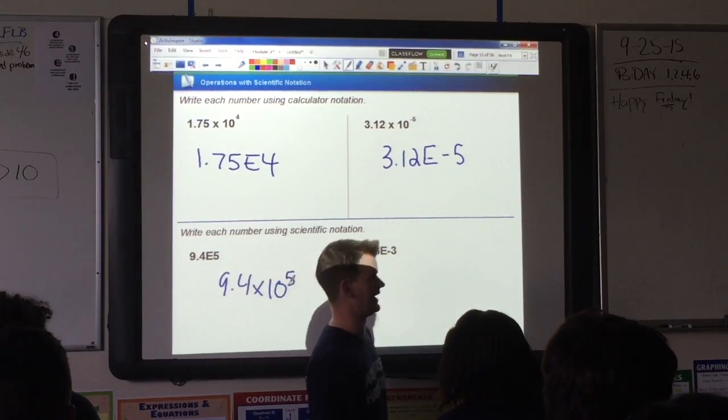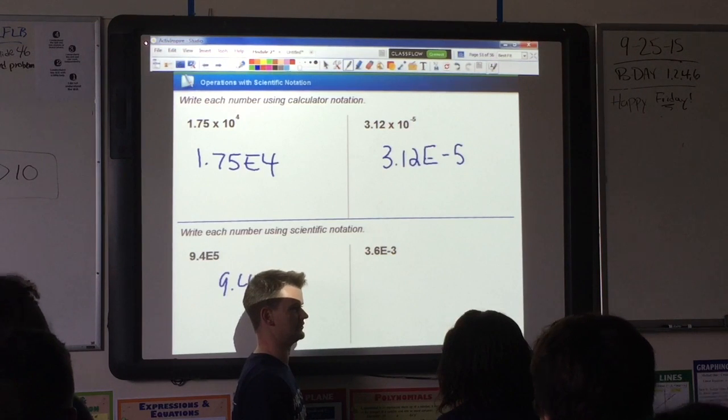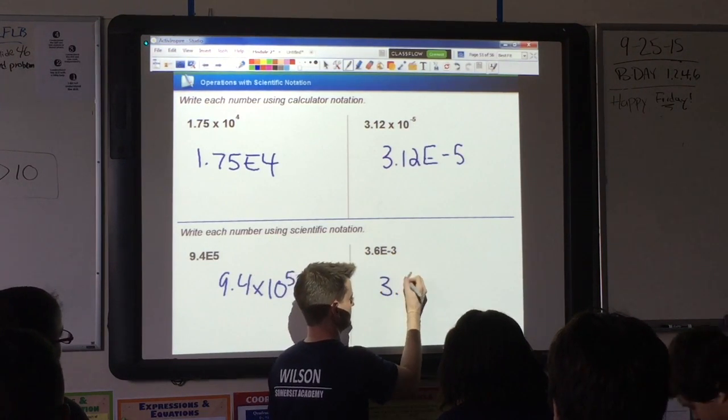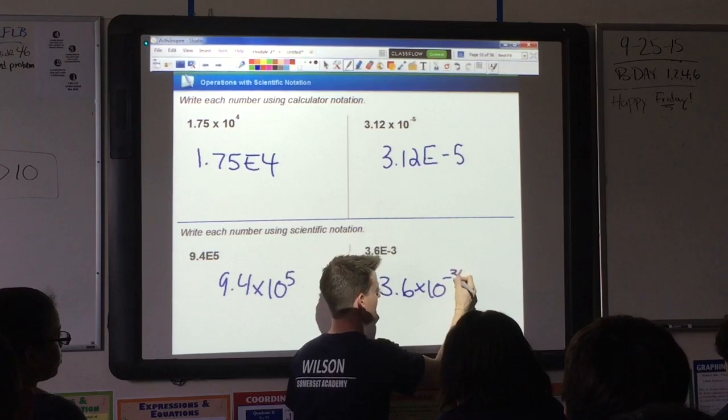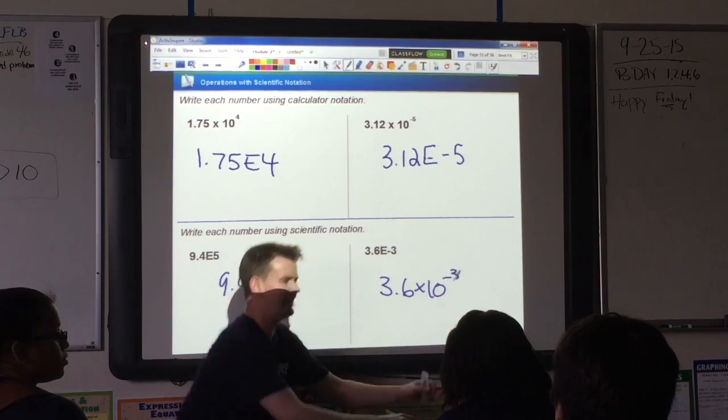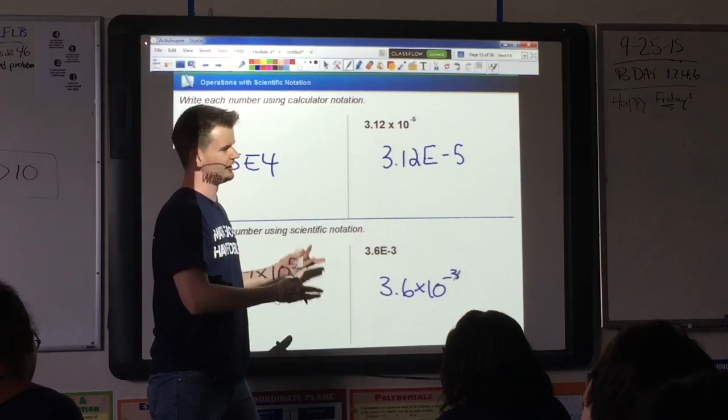Dylan, what is that in scientific notation? 3.6 times 10 to the negative 3. 3.6 times 10 to the negative third. Yeah, you're right. Okay. All right, any questions? Easiest thing for last.